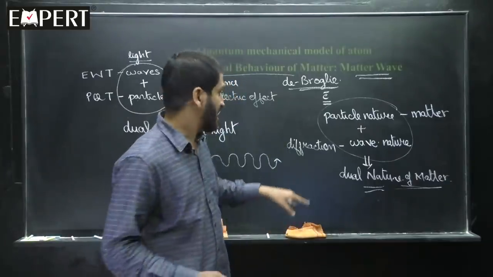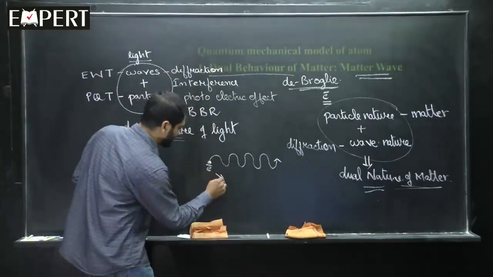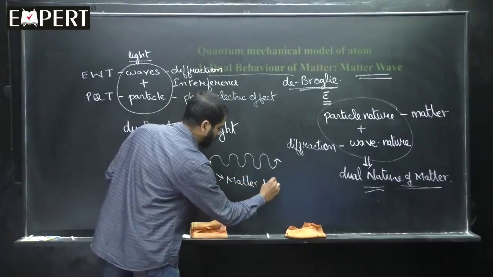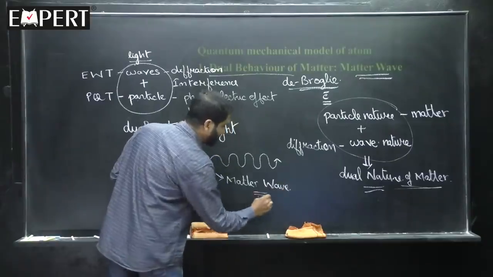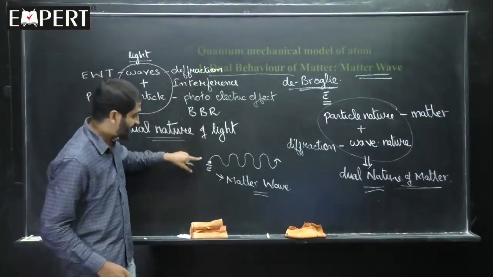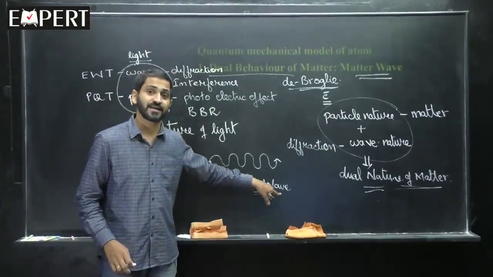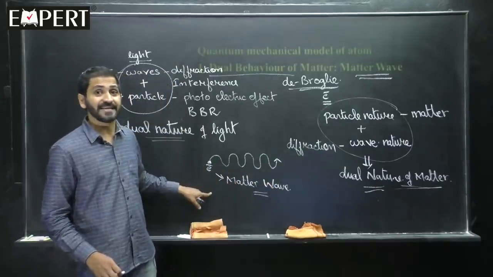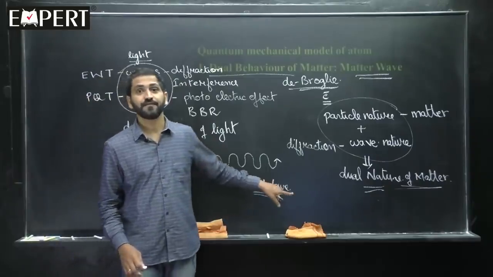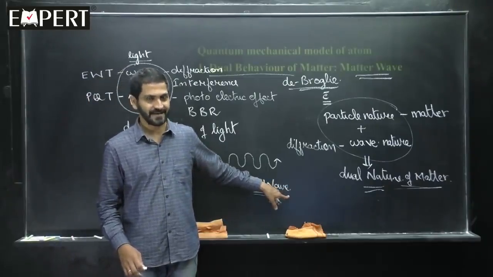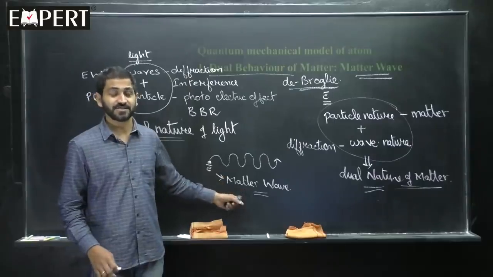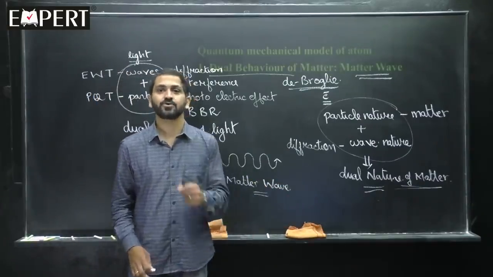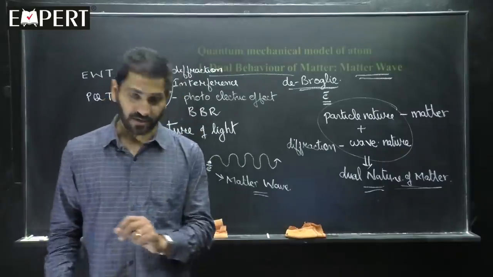So if I say electron is a matter wave, what should I mean? What would I mean? It says that electron has two characteristics. If I say electron is a matter wave, it means it's a material substance that exhibits wave property. Is it clear? So electron is a material substance, it's a particle that exhibits wave property. Hence you can call electron as a matter wave. I hope you understood.